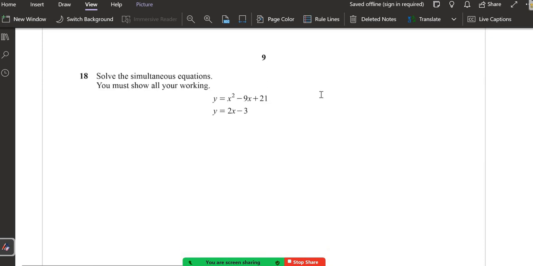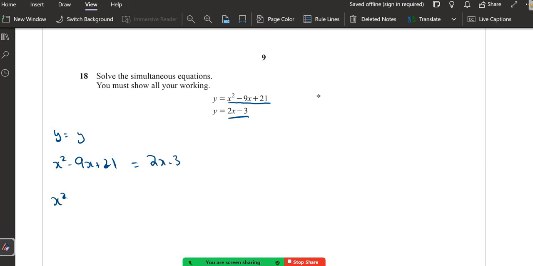Solve the simultaneous equation. You must show all the working. So we will use substitution. As you can see, y is equal to x squared minus 9x plus 21, and the other value is 2x minus 3. So can I say y is equal to y? Yes. One value of y is x squared minus 9x plus 21. So I write x squared minus 9x plus 21 is equal to the other value of y, 2x minus 3.